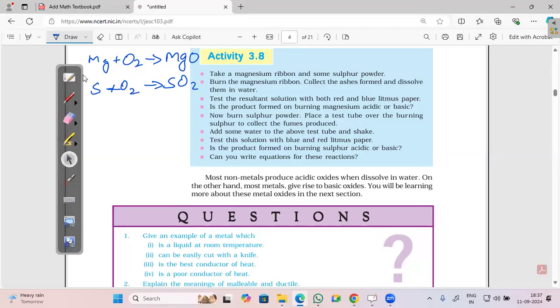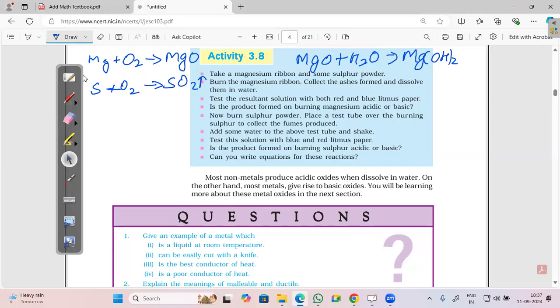Test the resultant solution with red and blue litmus paper. First we burned the magnesium ribbon. The magnesium oxide formed dissolves in water and forms magnesium hydroxide, which is a base. Magnesium hydroxide is a base and will convert red litmus to blue. The next one is sulfur plus oxygen; if you burn it, you get sulfur dioxide gas.